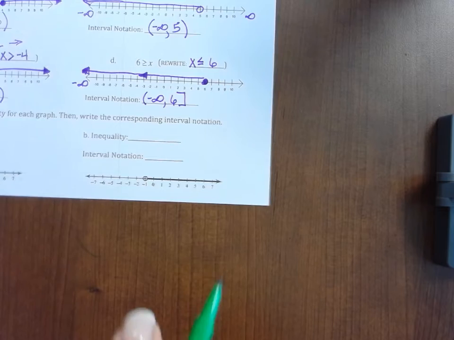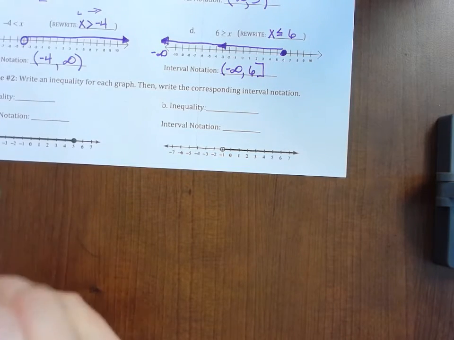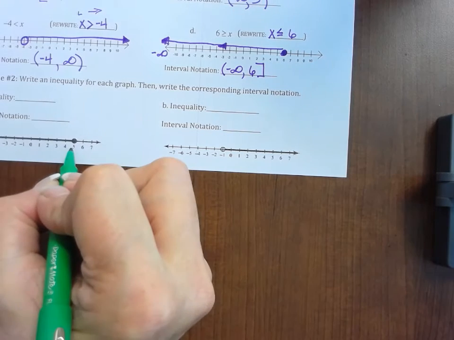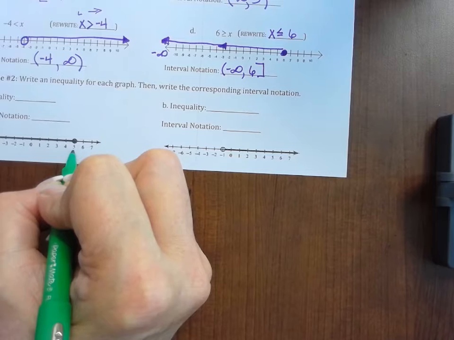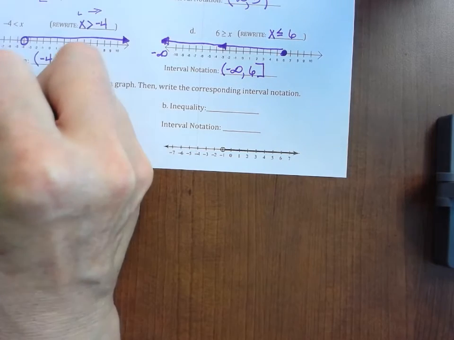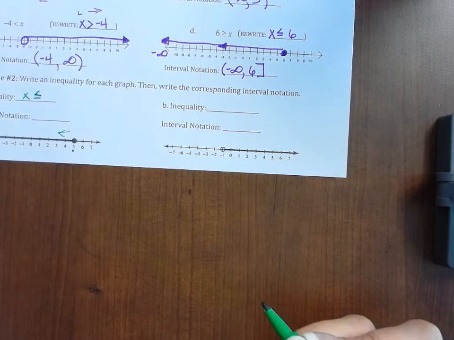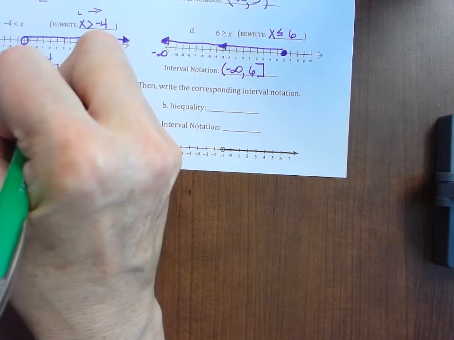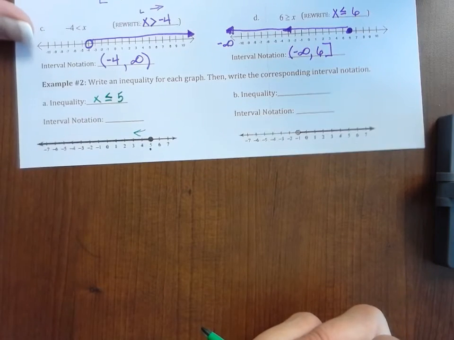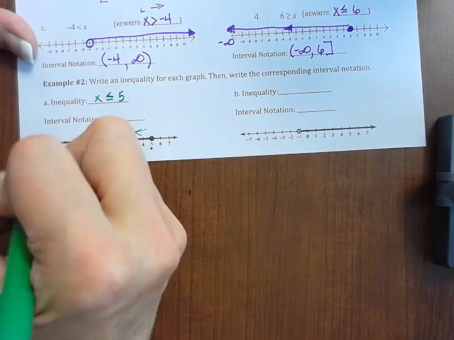Now let's take a graph and write the inequality in interval notation. I have a closed dot, and I'm going this way, so it means that x is less than or equal to, and my number is 5. Oops, it helps if I have it. Agreed?